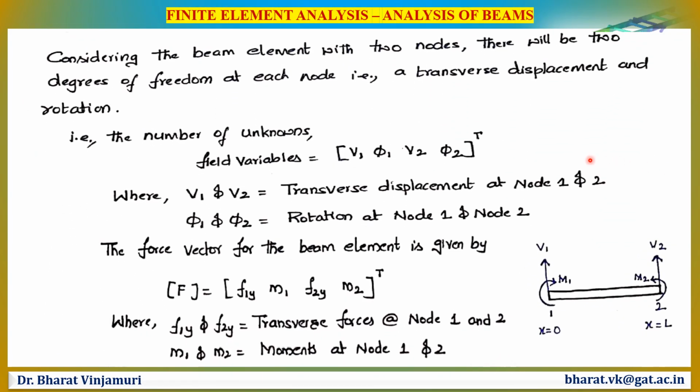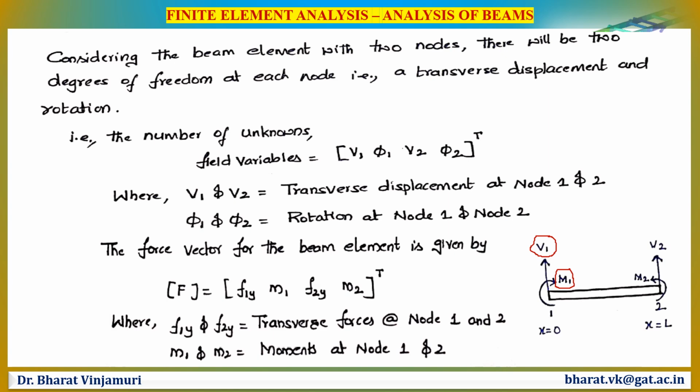Let us understand these notations in detail. Now consider the beam element with two nodes as shown in this figure. This element will have 2 degrees of freedom at each node. That is, the element will have two unknowns at each node. They are the transverse displacement, which will be in y direction, which we call v, as well as the slope at each node, obviously denoted by phi. So if you observe here, there will be two unknowns at each node.